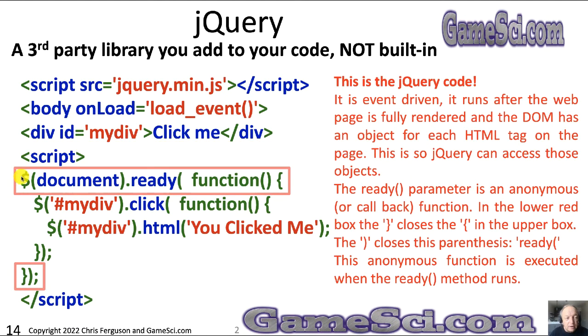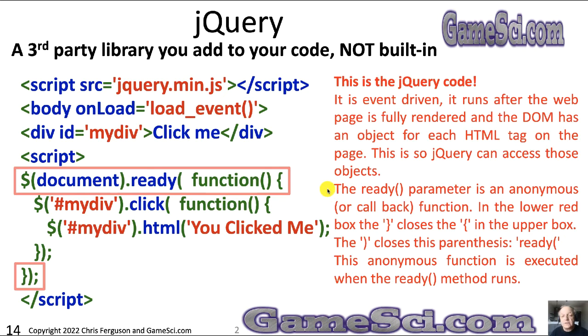Now this is jQuery. $(document) is calling the jQuery function and passing it the document object, the DOM. Once it's built that, it'll call the ready method and execute this parameter that it's been sent. This is the jQuery code. It is event driven. It runs after the web page is fully rendered and the DOM has an object for each HTML tag on the page. This is so jQuery can access those objects. jQuery needs the document object in order to manipulate the things on the web page.